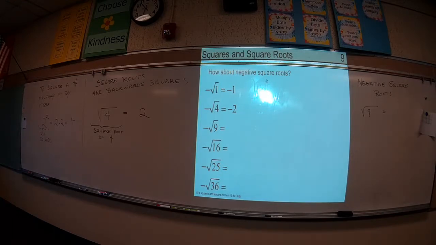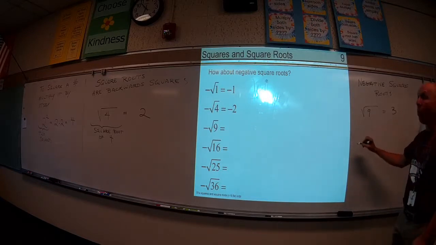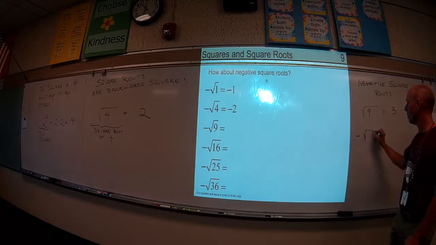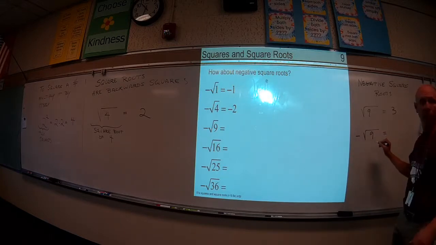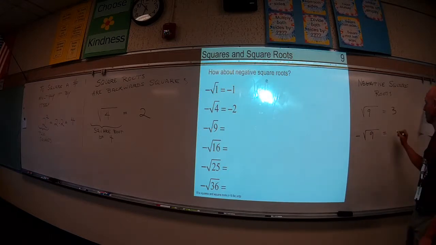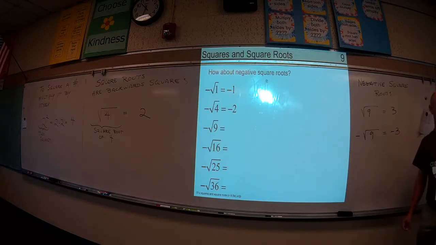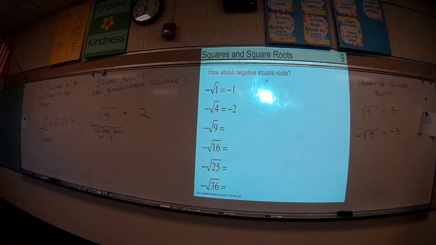So what's the square root of 9? Anyone? Go for it. 3. Perfect. What's this though? What's negative square root of 9? Negative 3. Ooh. Spooky, that's the right word for it.